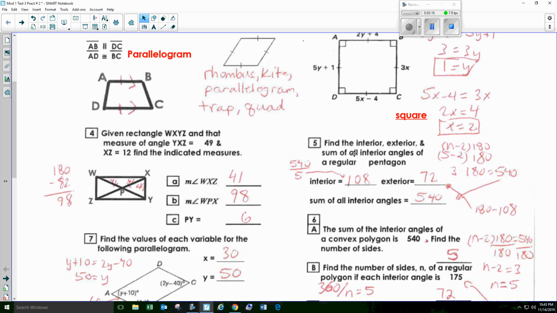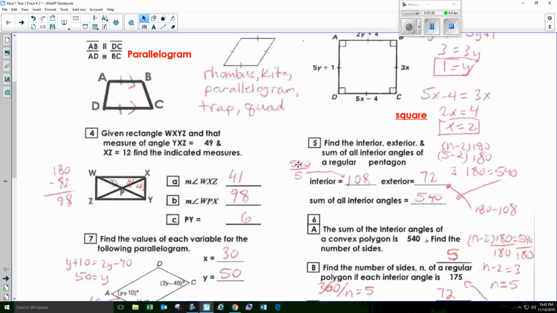Number 5, you have the formula n minus 2 times 180. You've got to memorize that. It's the total of the interior angles, with n meaning the number of sides. Pentagon is 5, minus 2 is 3, times 180 is 540 degrees. So that's the sum of all the interior angles. You divide that by 5 for the pentagon.